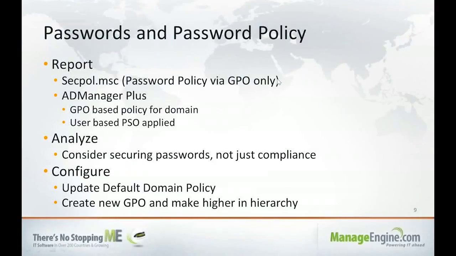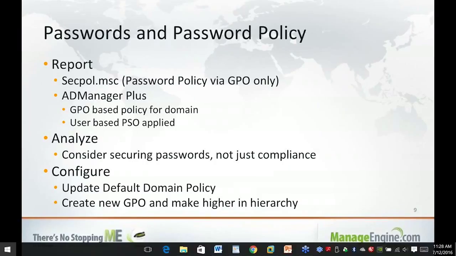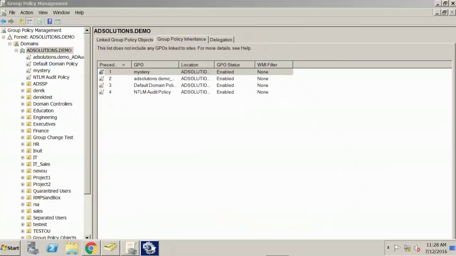Okay, where are we at? We're talking about passwords, password policies, fine-grained password policies. We've reported, we've analyzed, and we've configured. What do we do from here? Well, we need to monitor and alert. How do we monitor and alert? Well, we could go into our domain controller, because this is where the domain password policy is stored. And in our domain controller, we can set up auditing.